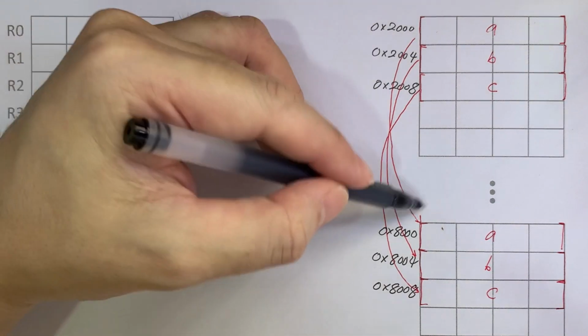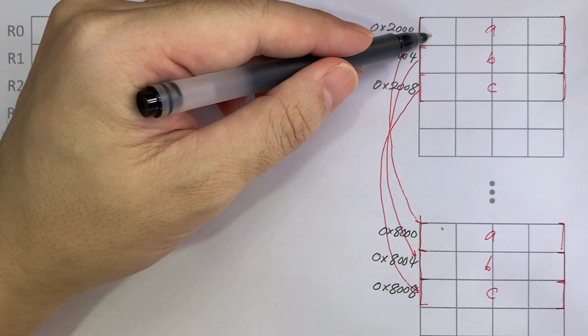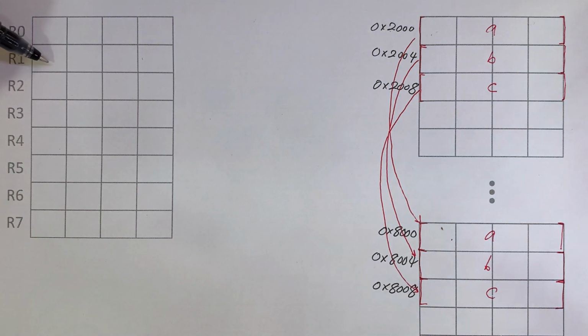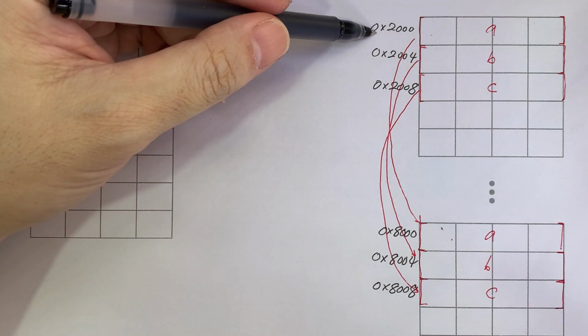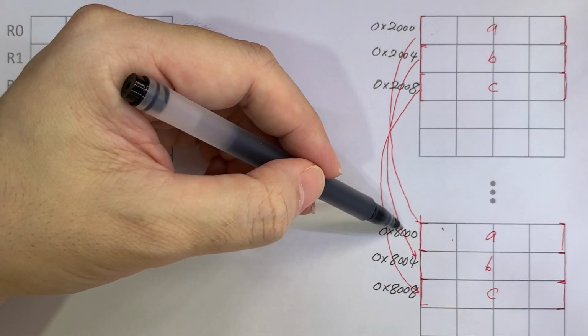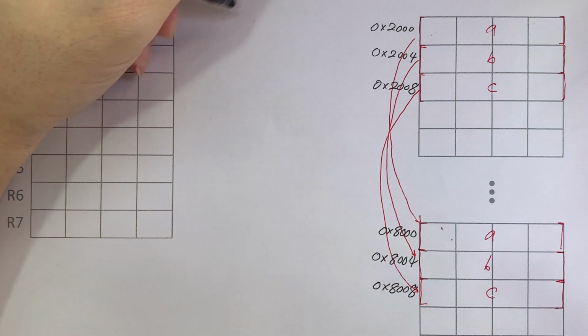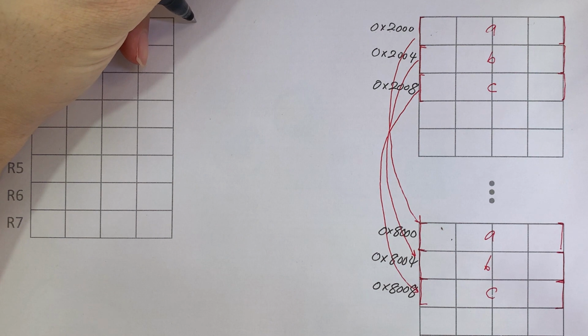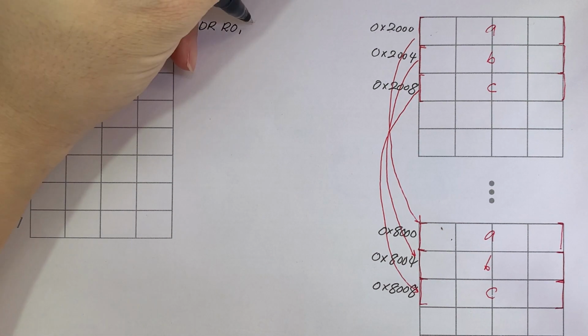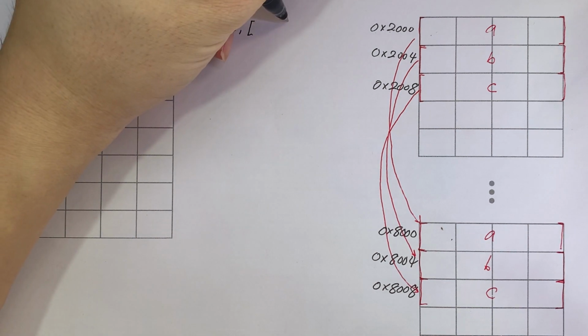Alright, of course there is no instruction that can copy from memory to memory directly, so we have to rely on the registers. So we have to move the data from A to a register, and from the register back to 8000. Alright, so we could start by moving from memory into R0.